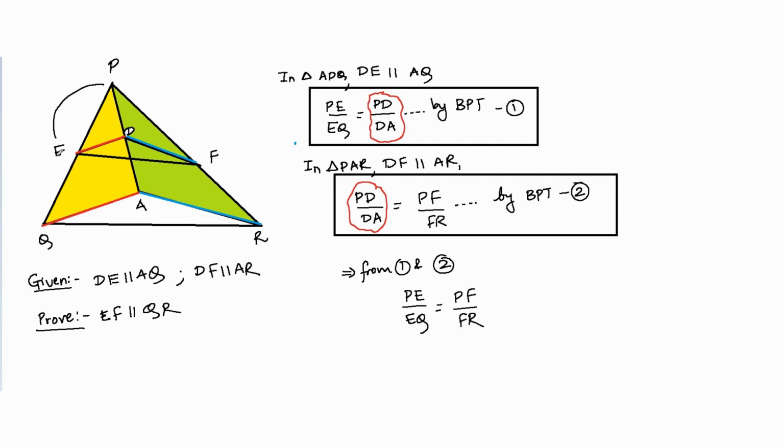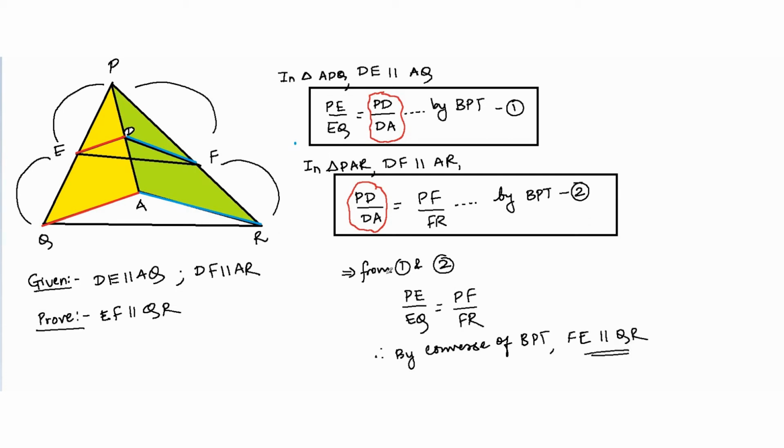That is, PE divided by EQ is equal to PF divided by FR, and therefore I can say that by converse of BPT, FE is parallel to QR, right? And this is how I prove this given problem. So again, applying BPT, choosing the right triangles definitely helps me prove what I need. Again, I should always be marking the parallel lines in a given problem, and I will pause for a minute before moving on to the next one.